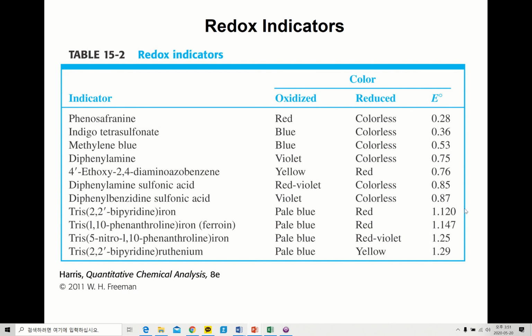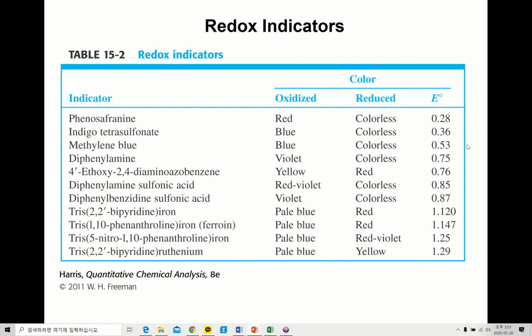Okay, so why is it important? Because in your redox titration, when you think that the endpoint appears at a low potential, like about 0.3 or 0.4 volts, which indicator can be used? Probably maybe methylene blue, or maybe indigo tetrasulfonate, or maybe another of those.